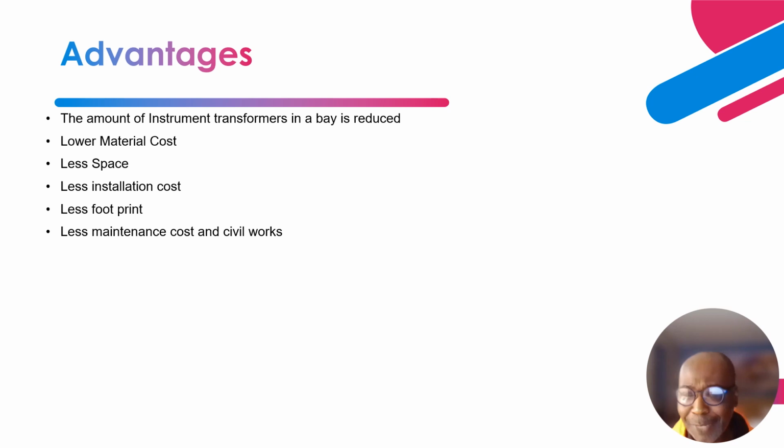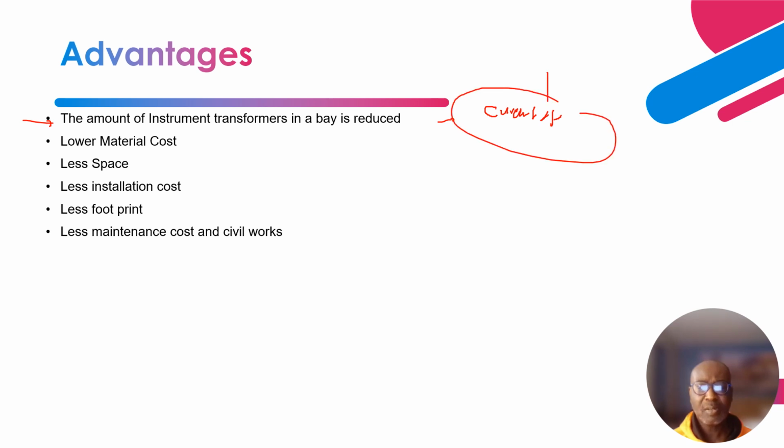Okay, so now let's talk about the advantages. Definitely, its name speaks for itself: combined instrument transformer, combining the inherent capability advantages of the current and the voltage transformer. The first one is you are reducing the amount of instrument transformers in the bay, and that's perfectly true. In a bay of a substation, you should have a standalone high voltage current transformer, which is one equipment on its own. Then you should have a standalone voltage transformer, which is another equipment on its own. But if you are able to put all these together in one enclosure, you've achieved a reduction in the amount of instrument transformers in a bay.